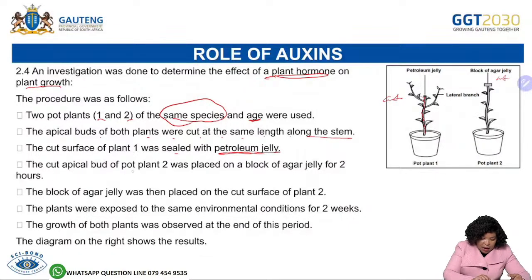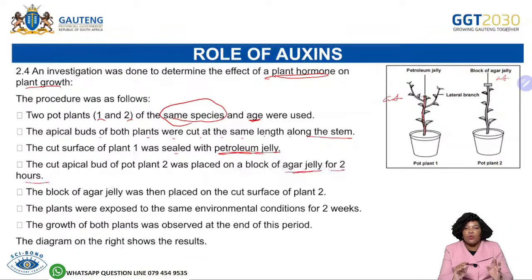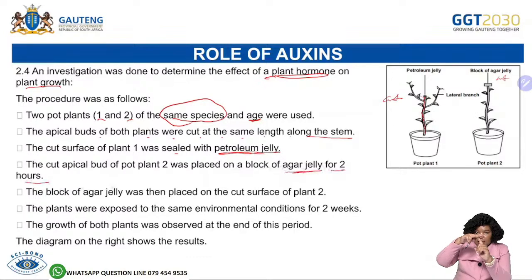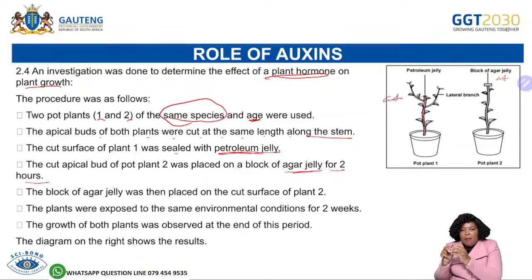Then the cut apical bud of pot plant 2 was placed on a block of agar jelly for 2 hours. Follow. Remember, if it is an apical bud, they cut. If it is a stem, they cut the apical bud. They take that apical bud of pot plant number 2. They put it in a block of agar jelly. They leave it there for 2 hours.